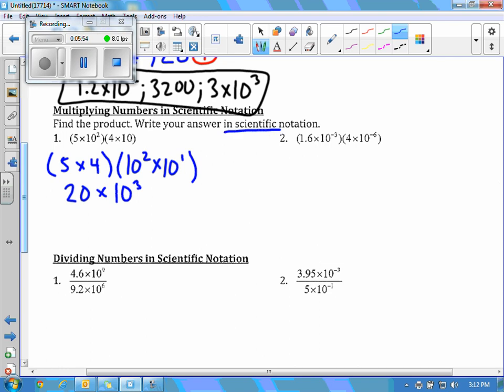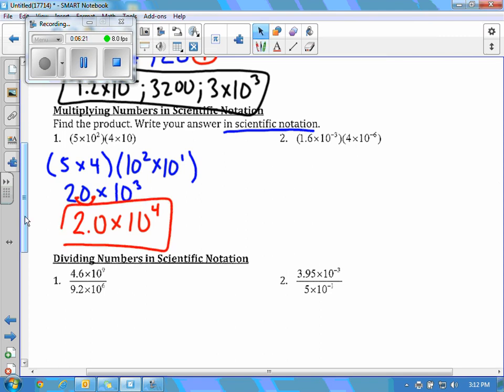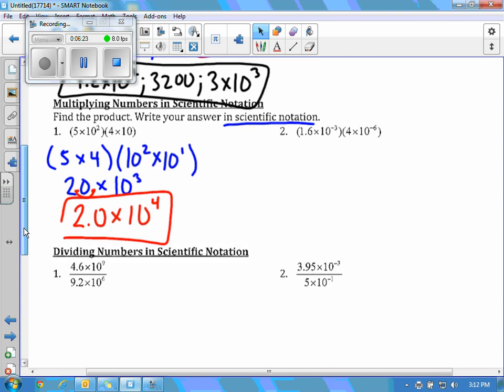Now it says to write my answer in scientific notation. So that means I have to recognize that my decimal is right here, and I need to move it one place to the left, so that I only have one digit to the left of it. So that's going to give me 2.0 times 10. So I went to the left, that's going to make my exponent go up. So 10 to the 4th. Alright, I'll leave number 2 for you guys to try and make sure you check it with the answer sheet.